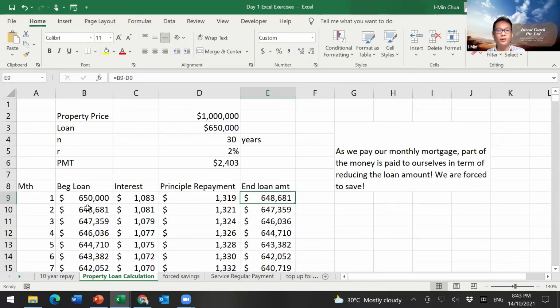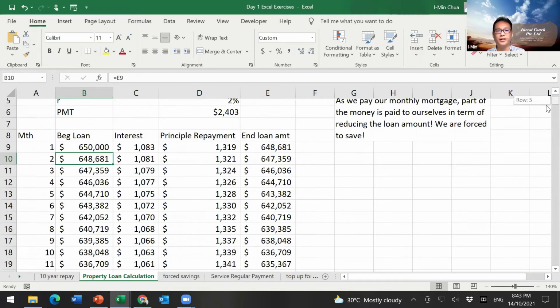Okay, in month two, of course, end of month one is 648,681. Month two is also 648,681. You can see that your interest is actually lower because you owe the bank less. Okay, you still pay 2,403 every month. That means you repay more. Then you slowly reduce your loan amount. So this is what happens when you do a property loan.